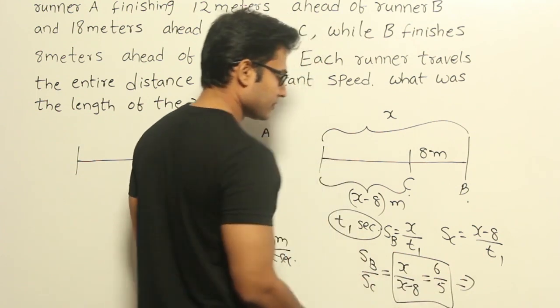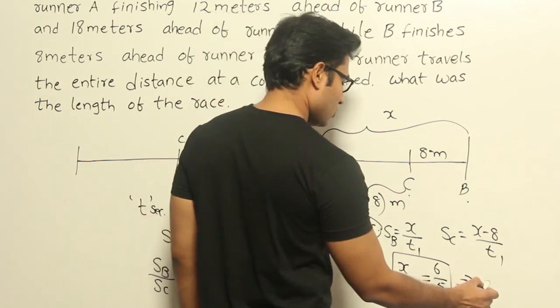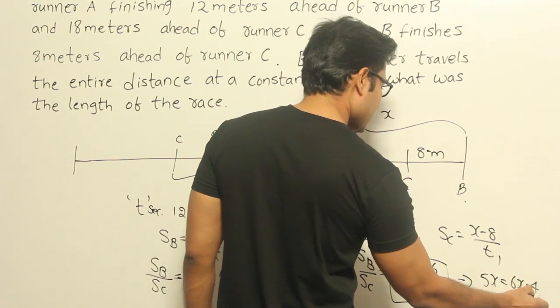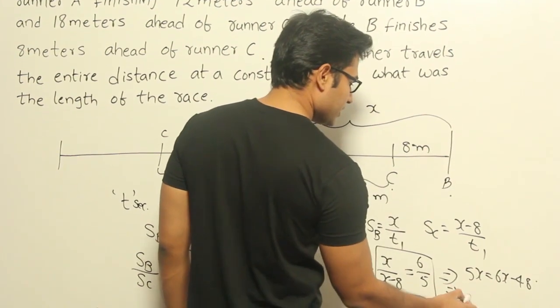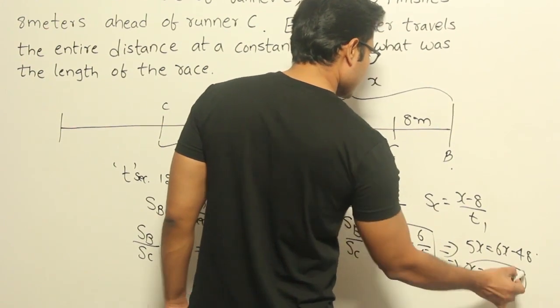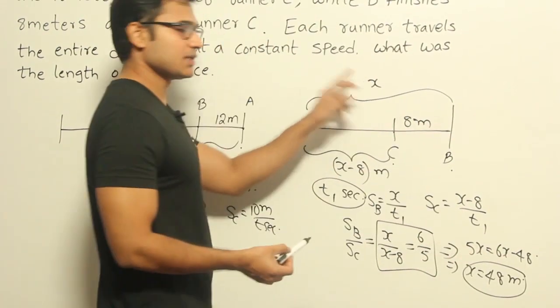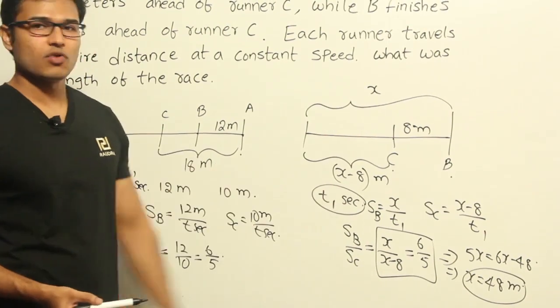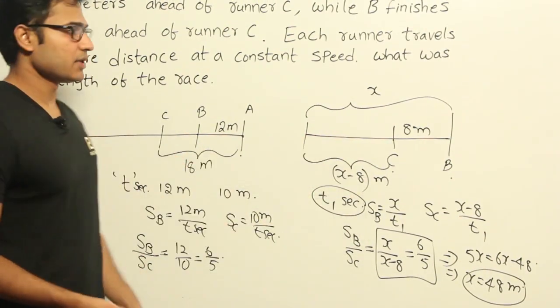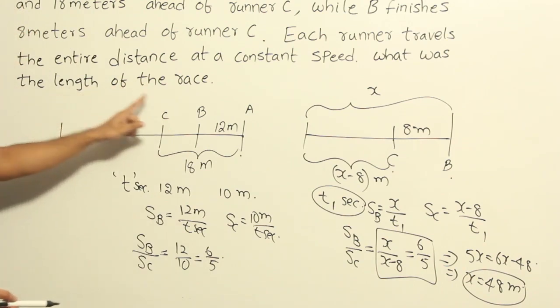So what does it mean? So 5x equals 6x minus 48, that implies x equals 48 meters. If you assume that x is in meters, then it is going to be 48 meters. Okay, so what is x? X is the total length of the race. So that is what they have asked, what is the length of the race.